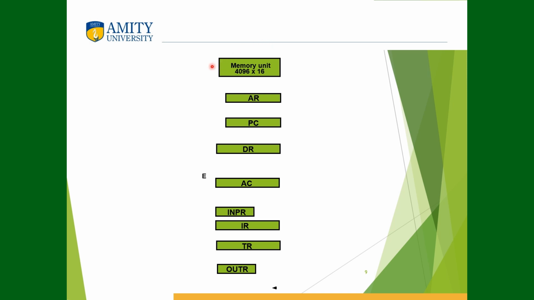We arrange the memory unit on the top, then we place the registers in the following order. We have the address register, the program counter, the data register, the accumulator, the input register, the instruction register, temporary register, and output register. It is very important that you try to understand the bus system properly, because many questions will be based on this, plus further topics are also related to this system.